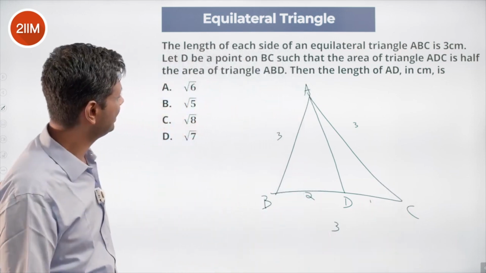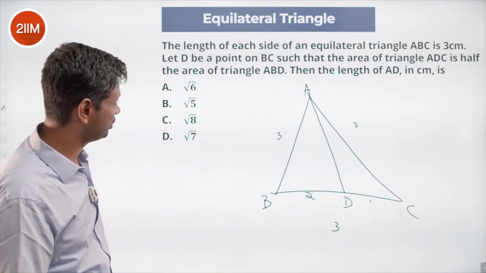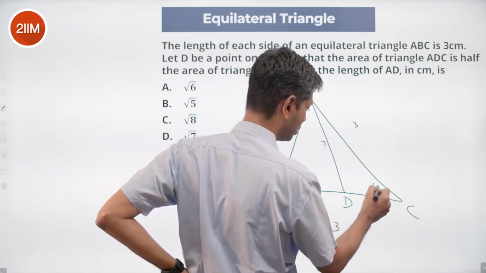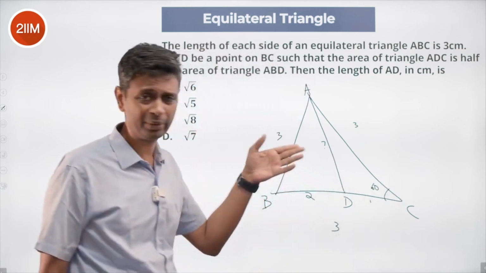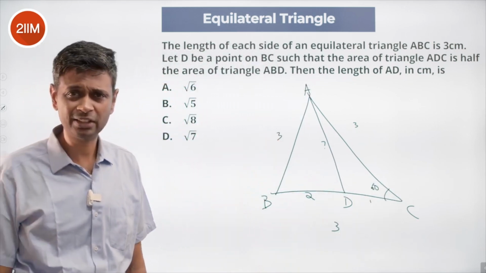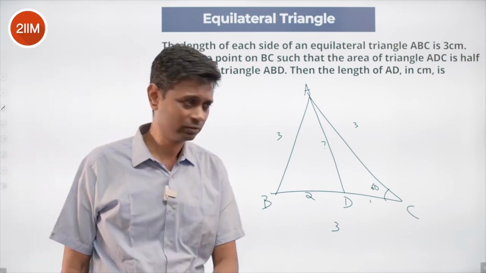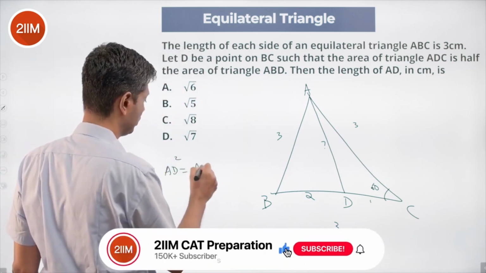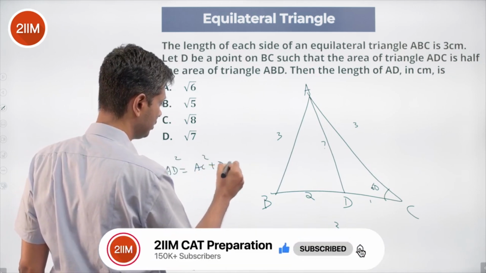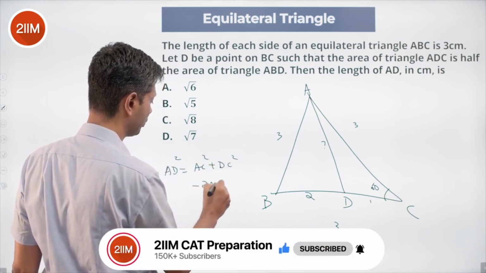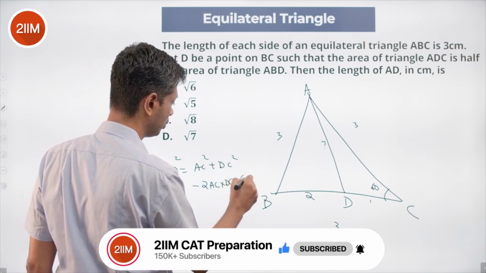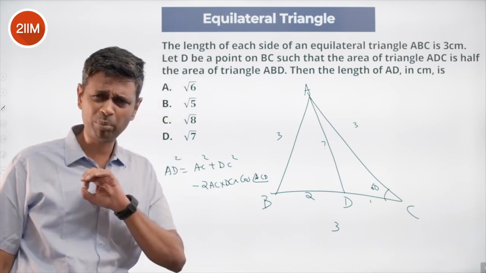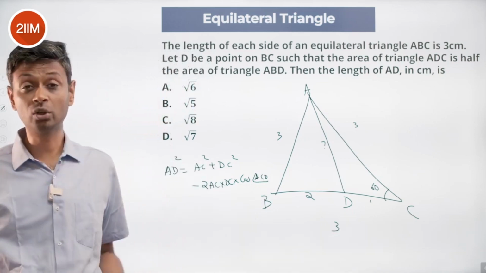Nice. The length of AD in centimeters is, we want to find AD. This angle is 60. We have 2 sides and the angle in between them. We can find this answer. How do we find this answer? We use the beautiful cosine rule. And so we know that AD square in that triangle is AC square plus DC square minus 2 times AC into DC into cos angle ACD. Direct plugging in of cosine rule, nothing else, but you've got to know cosine rule to have a crack at this.